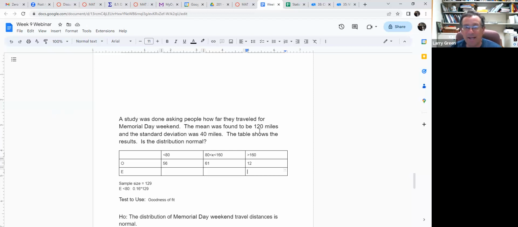The mean was found to be 120 miles, and the standard deviation was 40 miles. The table shows the results. Is the distribution normal?